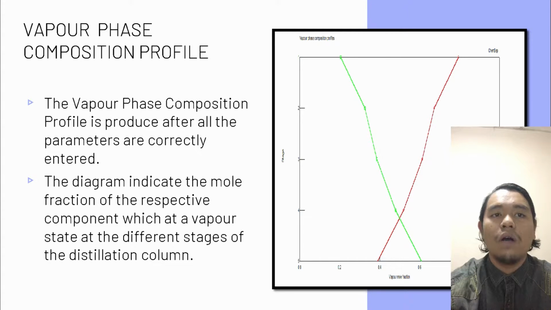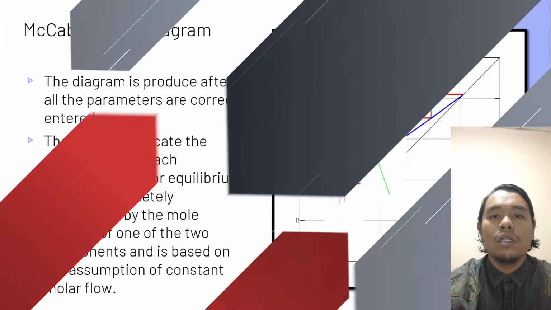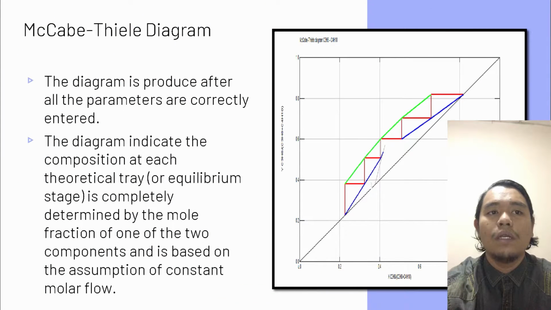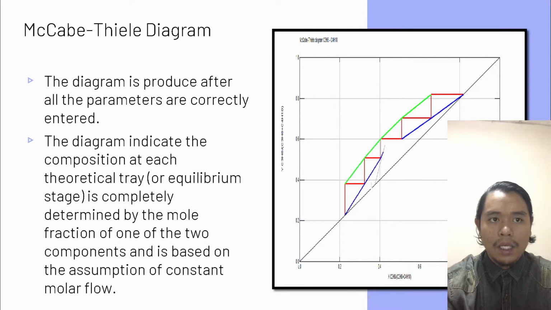For the vapor phase, the composition profile is produced after all the parameters are correctly entered. The diagram indicates the mole fraction of the respective component in a vapor state at the different stages of the distillation. For the McCabe-Thiele diagram, the diagram is produced after all the parameters are correctly entered. It indicates that the composition at each theoretical tray or equilibrium stage is completely determined by the mole fraction of one of the two components, and is based on the assumption of constant molar flow.